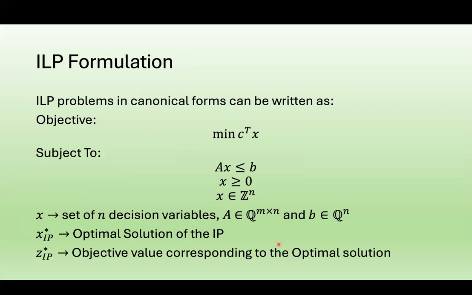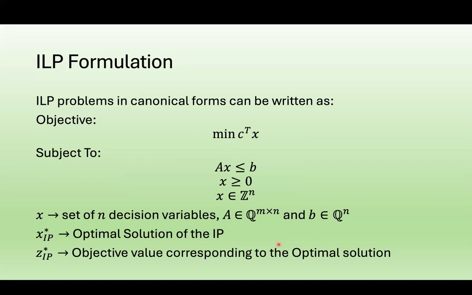Moving on to ILP formulation. ILP problems in canonical form can be written as: minimize c transpose x subject to the constraints Ax less than or equal to b, where x is greater than or equal to 0 and x is integer. Here x is a set of n decision variables. A is a matrix of rational numbers of size m cross n, which means there are m constraints and n decision variables, and b is a column vector of rational numbers of size m.